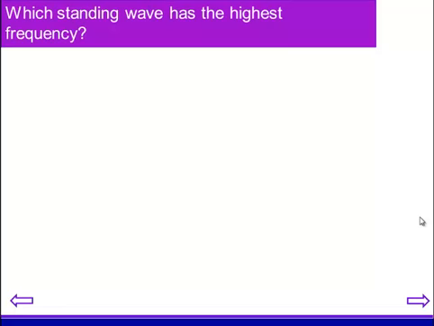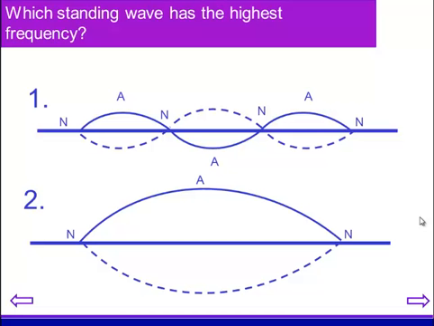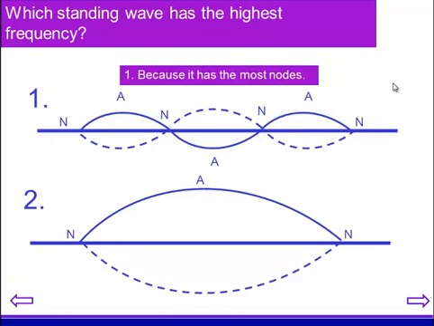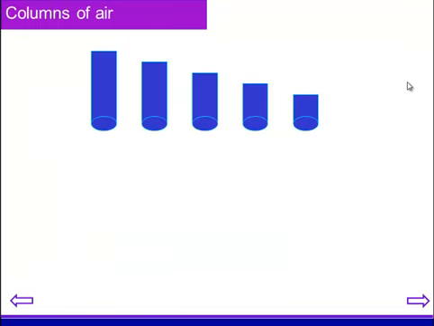So let's think about this as a question now. Which standing wave has the highest frequency? So I've got two standing waves here. Now think about the answer. Hopefully you recognize the standing wave with the highest frequency is going to be wave number 1 here. And that's because it has the most nodes. So the more nodes there are, the higher the frequency. So that's fixed strings. Let's talk about something else now.